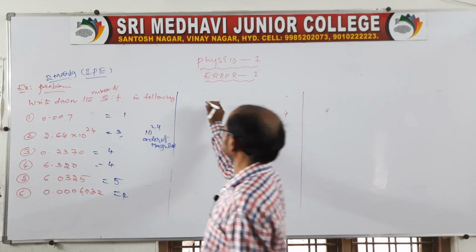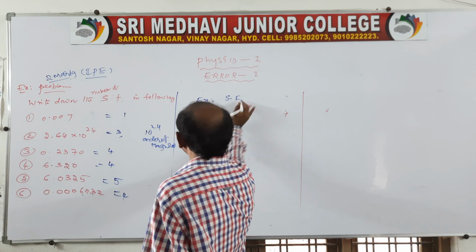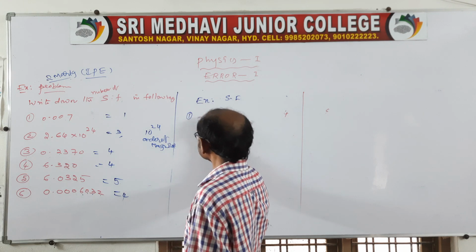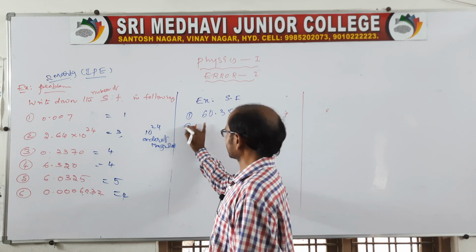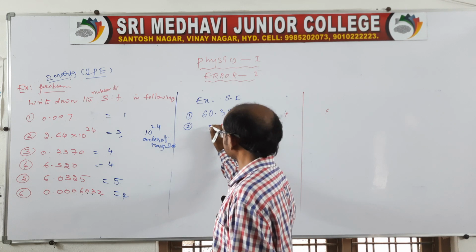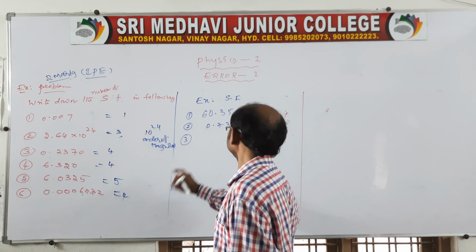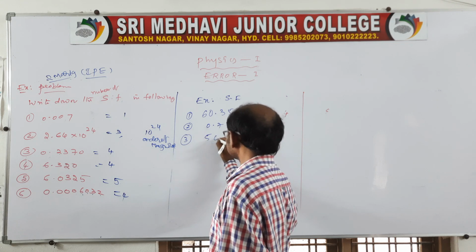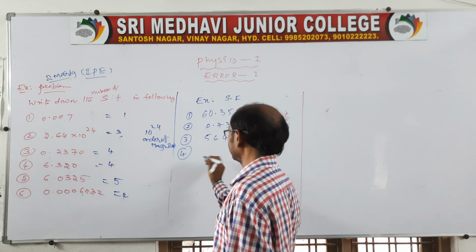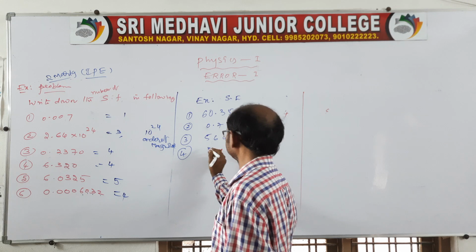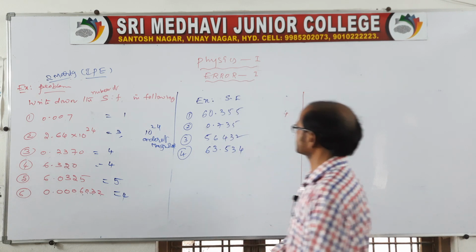Shall I give another question on the same basis? Suppose again it is asking significant figures only. First one is given as 60.354 or 355, and second I am giving you 0.735. Another one I am giving you is 56432, and another number I will give you is 63.534. What are the significant numbers?